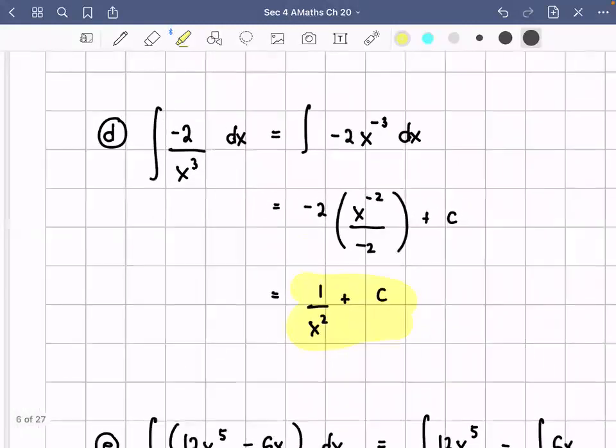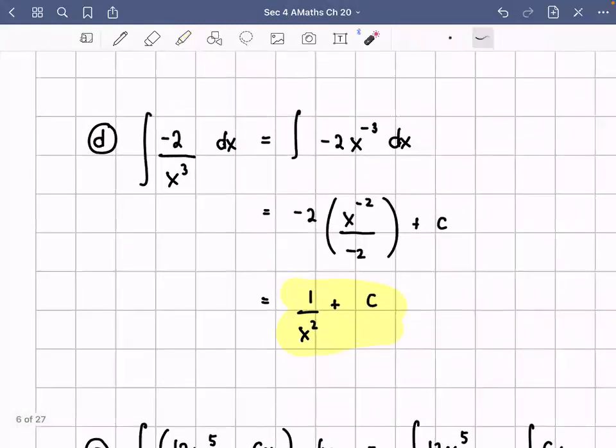Okay, so letter D is this. So what is the antiderivative of -2 over x cubed? Okay, so that is equal to, so first step is to just rewrite this term here. So instead of x cubed, we put it in the numerator. That's why it becomes x raised to -3. Okay, so this is your new question.